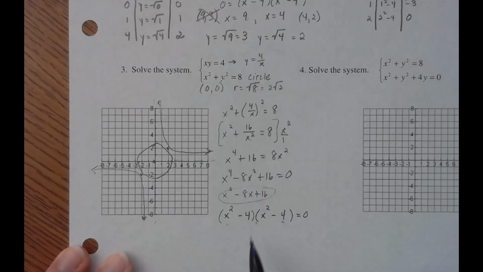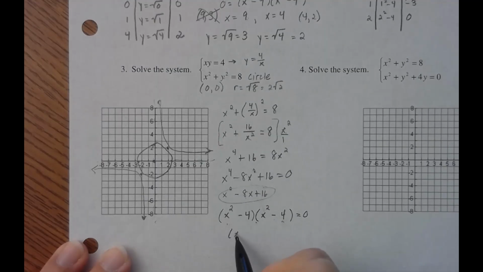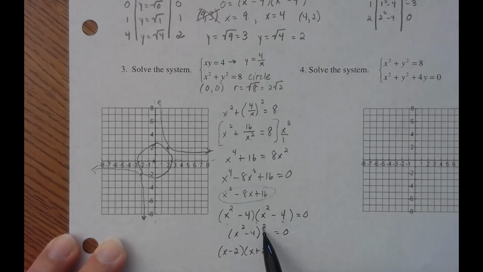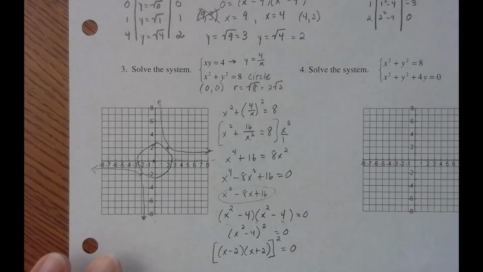Equals 0. You'll notice these two are the same, so I could write it like this if I wanted to. Hopefully you also notice that x squared minus 4 can be factored again into x minus 2, x plus 2. Now remember, there's 2 of these, so I'm just going to do a different kind of bracket so I don't get all confused with tons of parentheses.